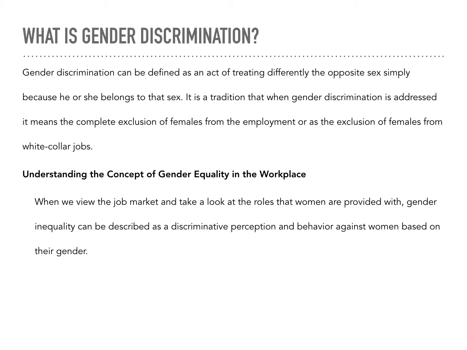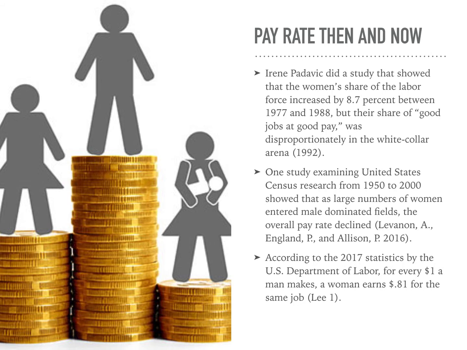So, understanding the concept of gender equality in the workplace, we must view the job market and take a look at the roles that women are provided with. Gender inequality can be described as a discriminative perception and behavior against women based on their gender. If we were to look at the pay rate back in, let's say, the 50s, all the way up to 2017, we would see that although there's been a change, it hasn't been that big of a change. In the United States, many of the best paying occupations are in male dominant industries. But when comparing the pay rates between men and women on the Bureau of Labor Statistics current population survey, women made less than men in median weekly earnings in every male dominated occupation in 2017. These studies prove that the female population is underrepresented in large corporations.